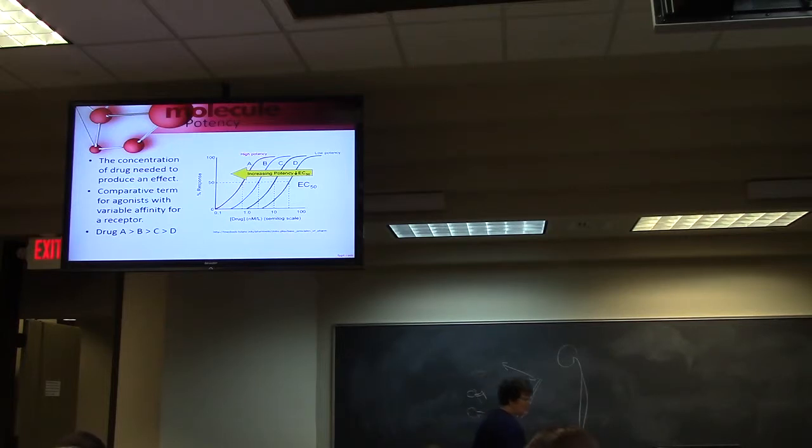So here on this graph, A is the most potent drug. The smallest amount gets the effect. And as we move to the left, we see higher potency, where D is a lower potency drug. Still effective, it just takes a lot more to do it.